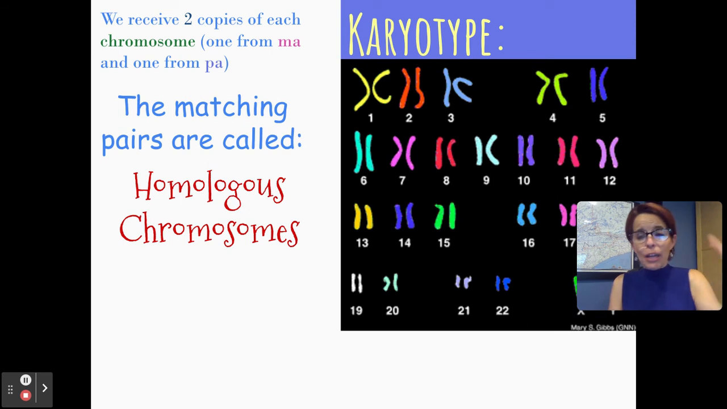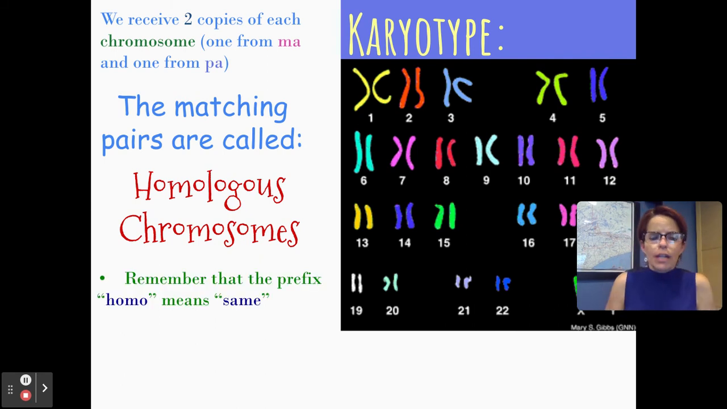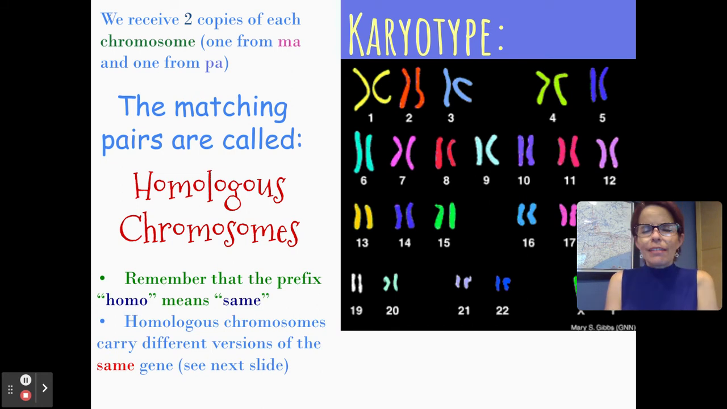So let me say it again. You get one chromosome from dad and you get a matching chromosome from biological mom. And that pair of chromosomes is called homologous chromosomes. The prefix homo means same. They're not the same, but they're similar. So dad's homologous chromosome might carry a gene for brown eyes. Mom's homologous chromosome is also going to carry a gene for eye color, but her gene might be for blue eyes. So the homologous chromosomes are similar, but they're not identical.